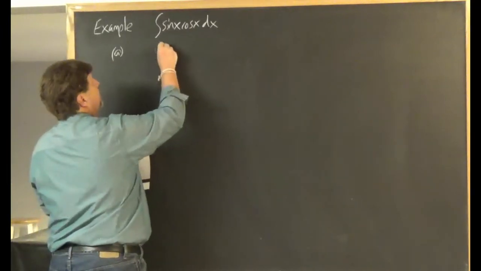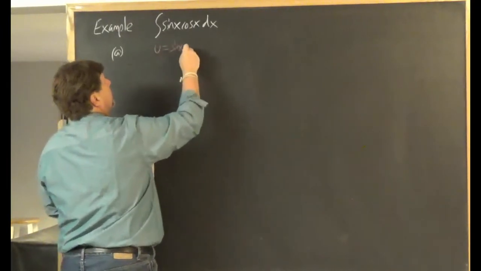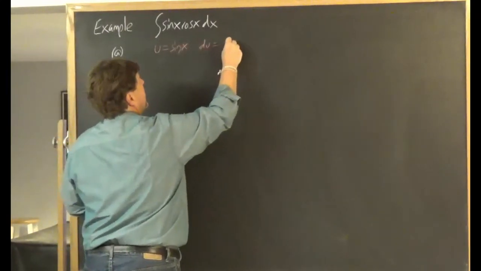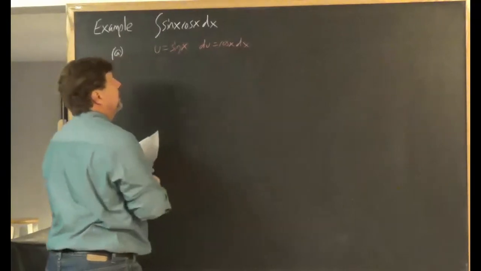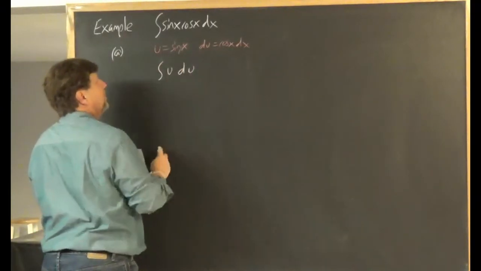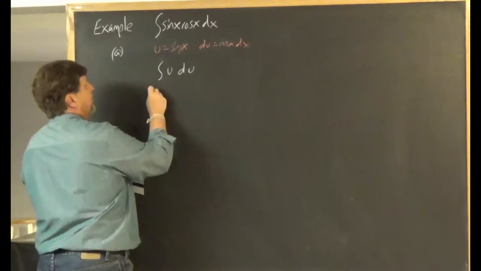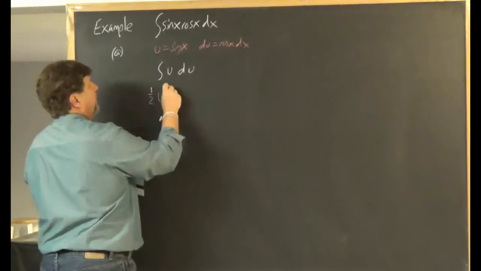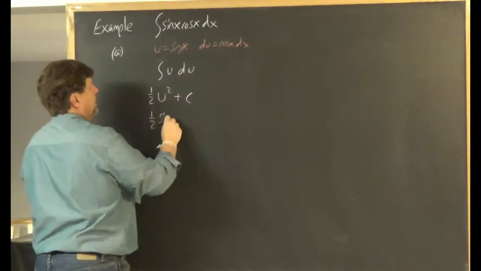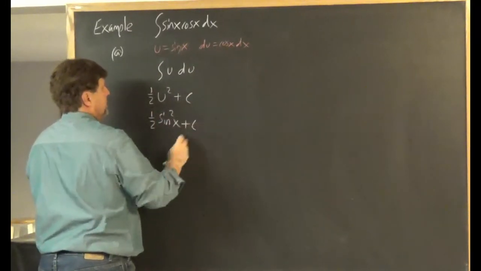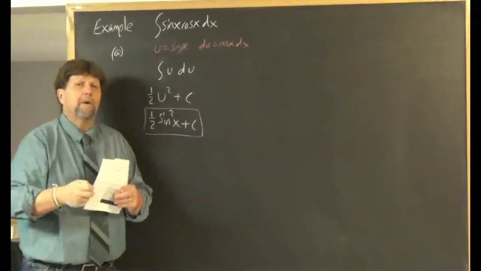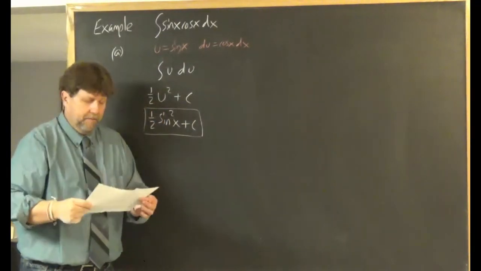Let u equal sine x. Well, if u is sine x, you'd have du as cosine x dx. So you'd substitute in and you just have a u du. The antiderivative of that is 1/2 u squared. So you get 1/2 sine squared x plus c. And that might be the most natural way to do this problem.